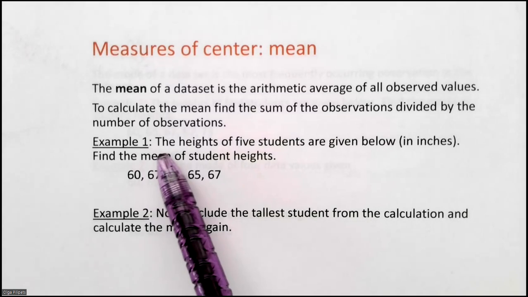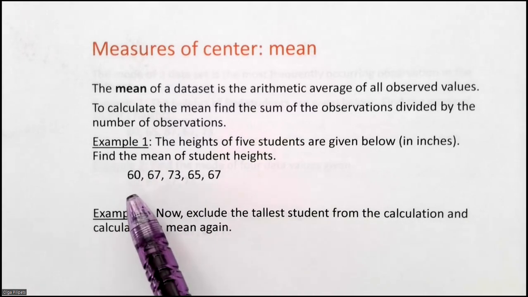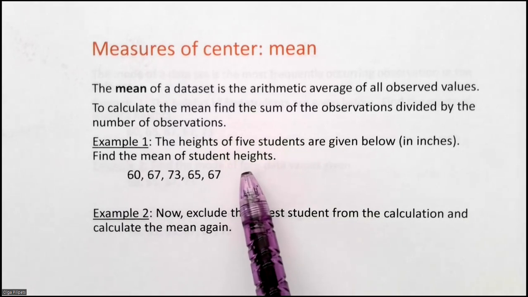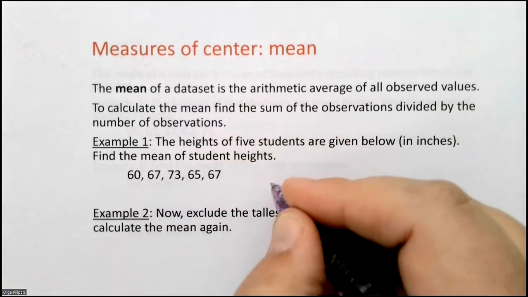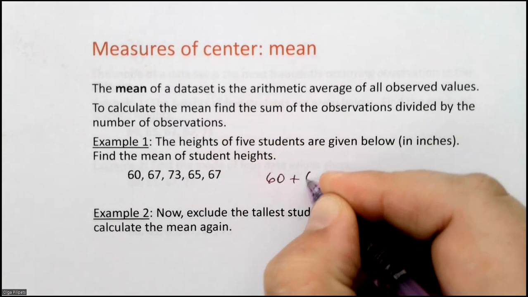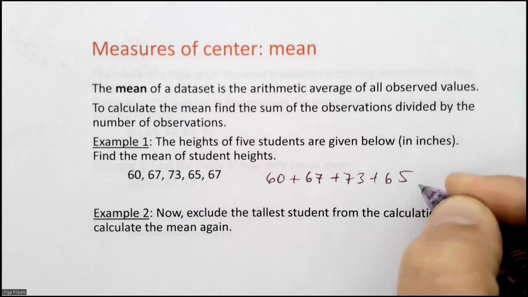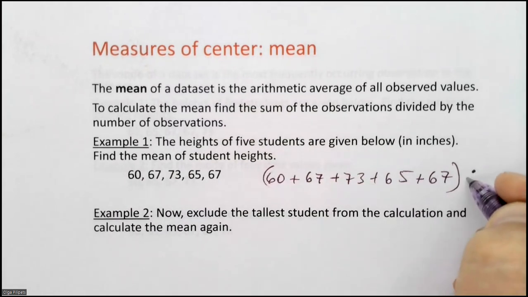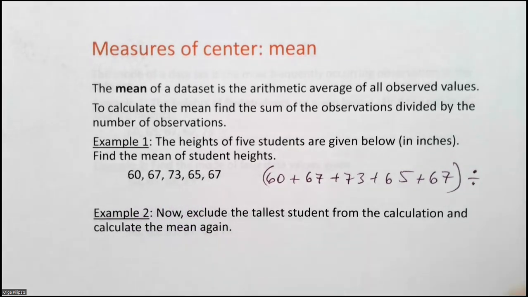So in the first example, we have the heights of 5 students given below in inches. The objective is to find the mean of student heights. As we mentioned, we're going to add up all the values: 60 plus 67 plus 73 plus 65 plus 67. We're going to add them up and then divide by the number of observations. Here we have 5 observations, so we're going to divide by 5.